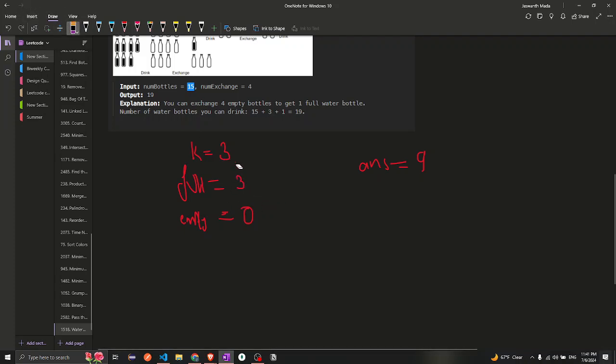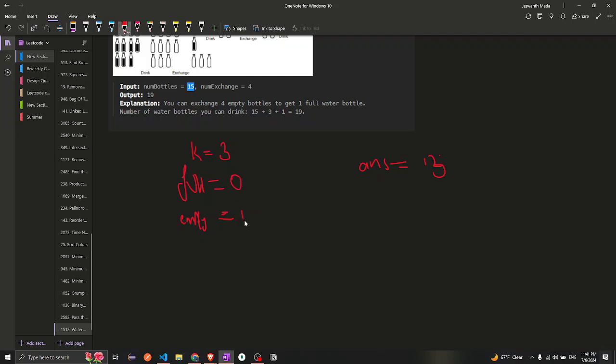So when I drink these 3, my answer will become 12, and my number of full will become 0, and my empty will become 3, right? Now again I give these 3 in order to get one full water bottle. So I'll get one full water bottle, and the number of empty will be 0. Now I'll drink this one water bottle. So my answer will become 13 and the number of empty will become 1 and the number of full will become 0.